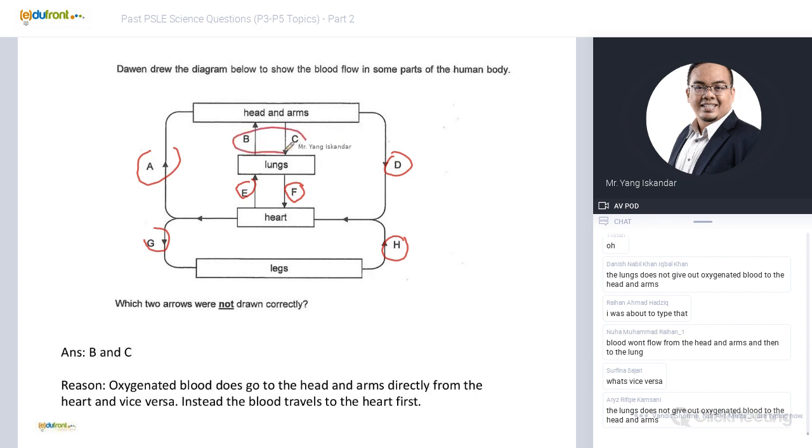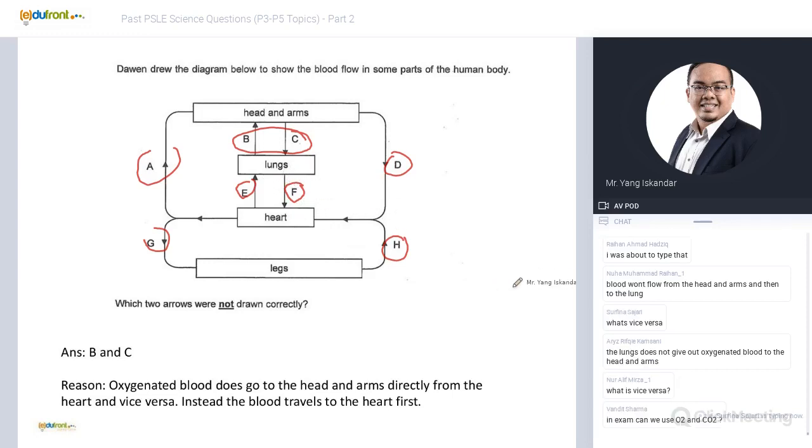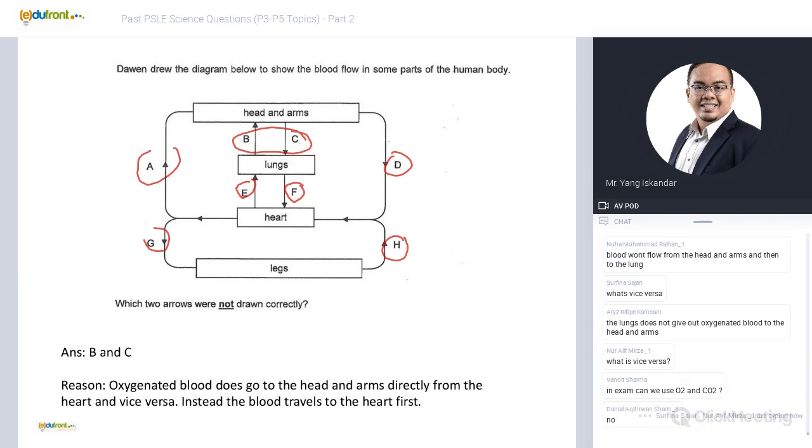So B and C are wrong, because the oxygenated blood does not go directly from the lungs to the upper part of the body, or to the head and arms, but instead it will go through the heart first. So the heart is an important organ in the body, which is a major part of the circulatory system. Okay, easy peasy.